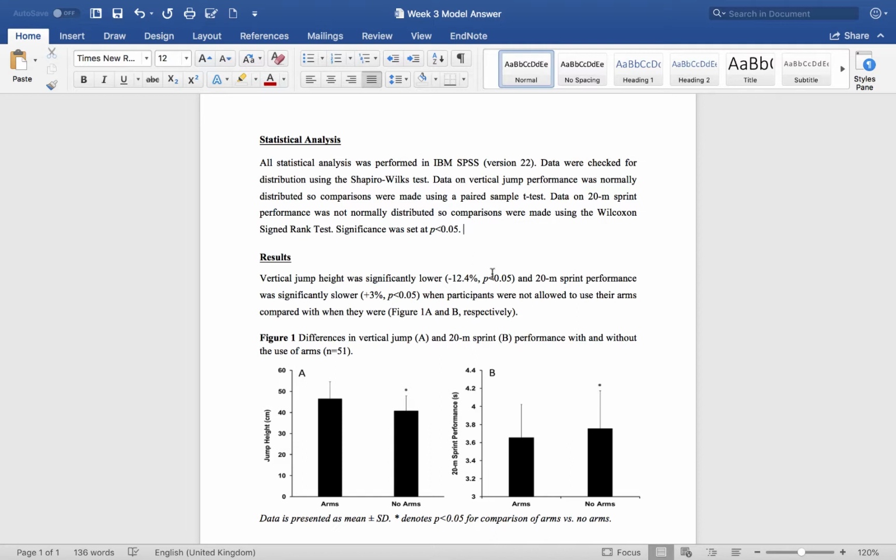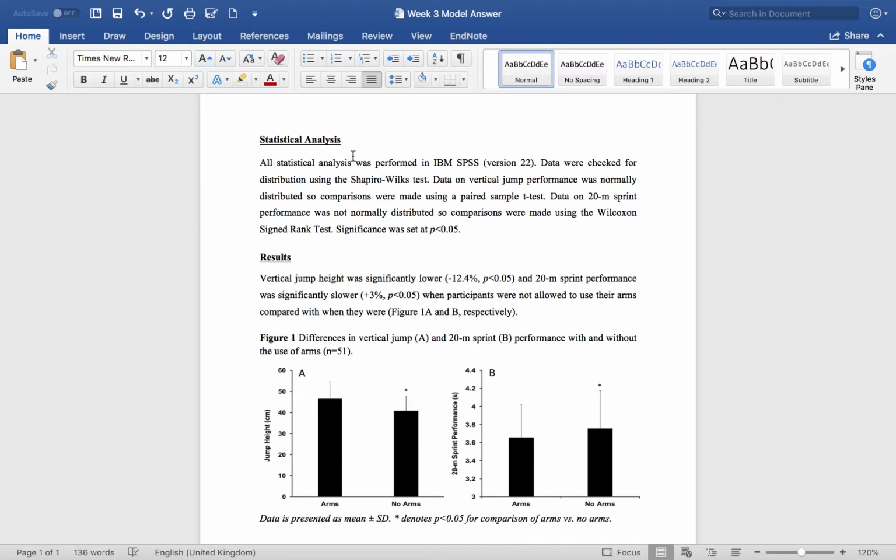And I think the first thing to point out is that these sections shouldn't be overly long, okay? You can see that the statistical analysis section is only 3 or 4 sentences and the results section is only 1 sentence. So writing a good results section is not dependent on the length of it, okay?